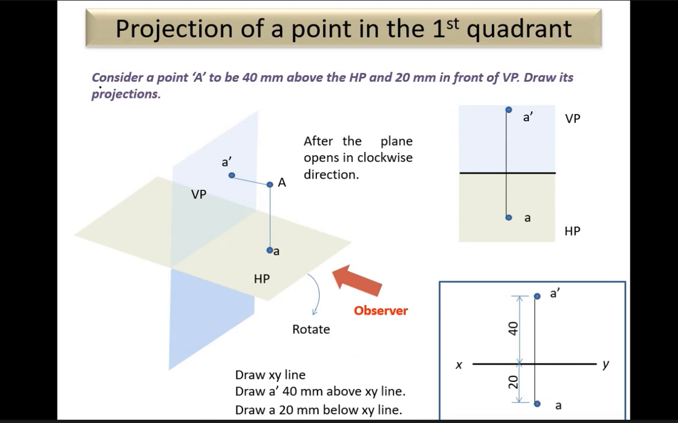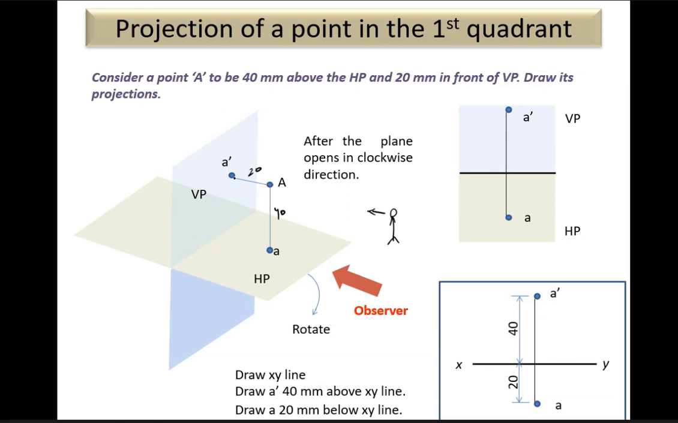So here what we have seen, we are considering a point which is 40 mm above HP and 20 mm in front of VP. Okay. So what does that mean? This is 40 and this is 20, correct? Okay. So if we are here, a person is here and he is trying to observe this point from here. So what will he see?